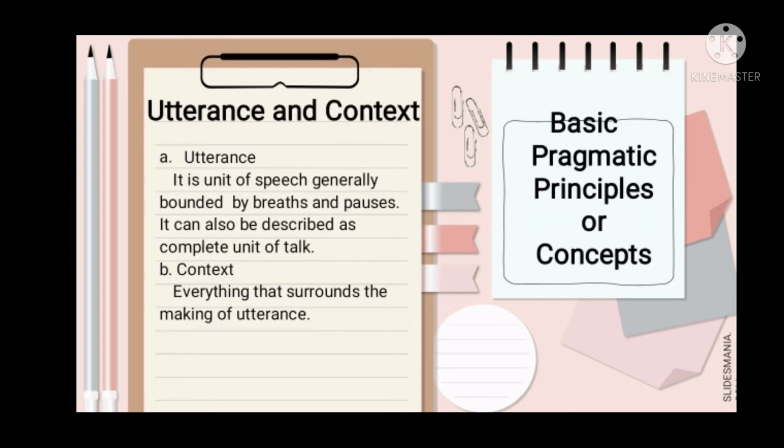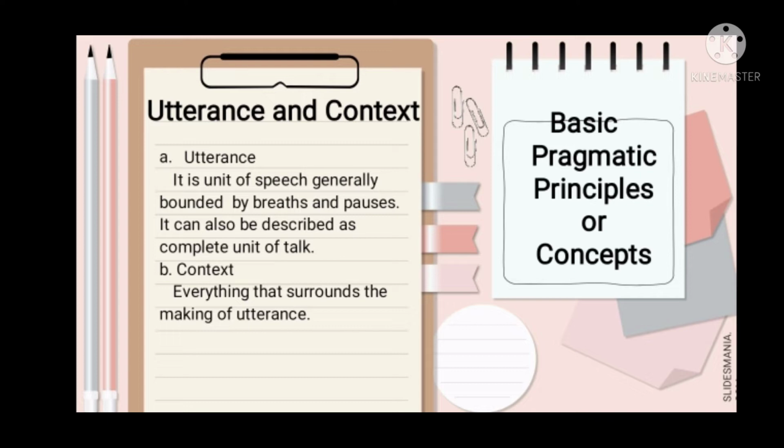Let's now move on to the basic pragmatic principles and concepts. This time, I will be defining terms that are commonly used in pragmatics. First two on the list are utterance and context. Let me first define utterance. An utterance is the unit of speech generally bounded by breaths and pauses. It can also be described as the complete unit of talk.